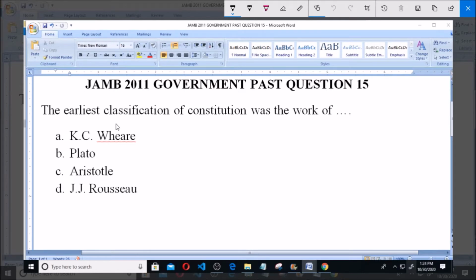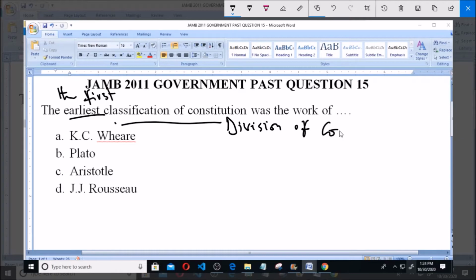Now when we talk of earliest, it means the first, and classification of constitution means the division of constitution into types. So it was the work of who among these scholars?